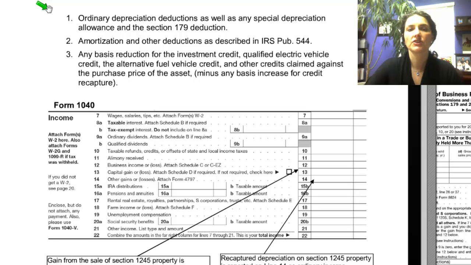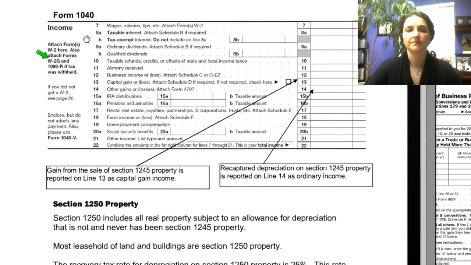Depreciation and amortization that must be recaptured as ordinary income includes, but is not limited to, the following: ordinary depreciation deductions as well as any special depreciation allowance and the Section 179 deduction, amortization, and other deductions as described in IRS Publication 544, and any basis reduction for the investment credit, qualified electric vehicle credit, and the alternative fuel vehicle credit, and any other credits claimed against the purchase price of the asset, minus any basis increase for credit recapture.